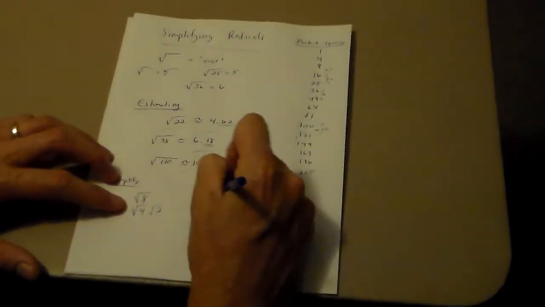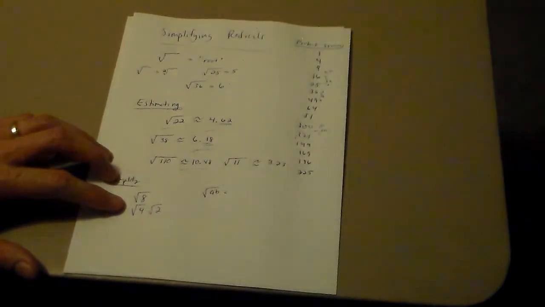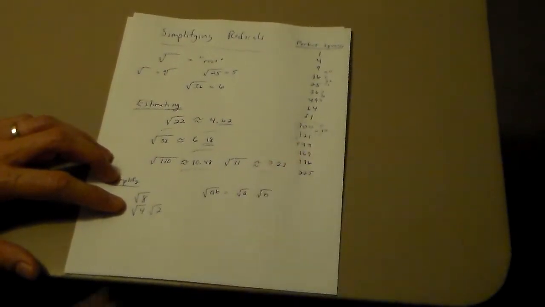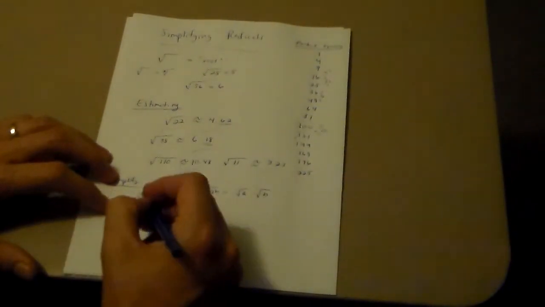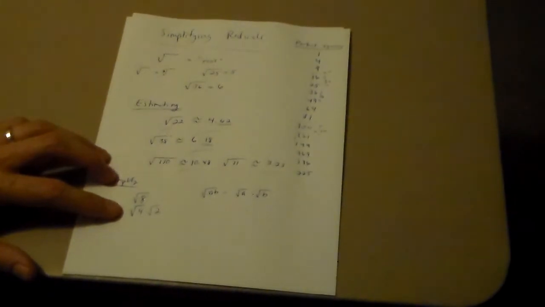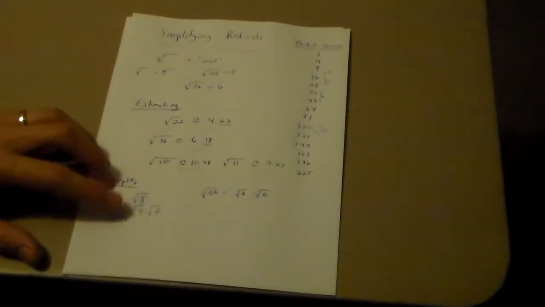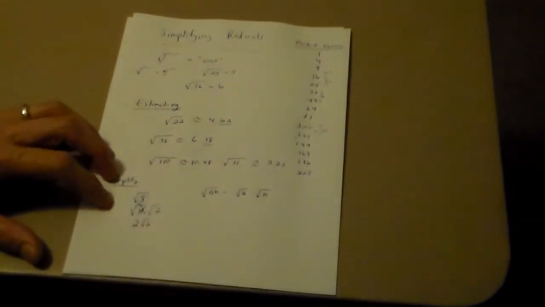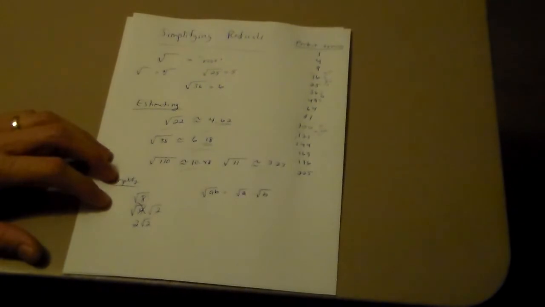Because there's a property that says if you have the square root of AB, I can write that as the square root of A times the square root of B. So that's kind of what I did here. I took 8 and I wrote it as a multiplication problem of 2 of its factors. However, I know what the square root of 4 is. The square root of 4 is 2. So I can rewrite that as 2 root 2, or 2 square roots of 2.